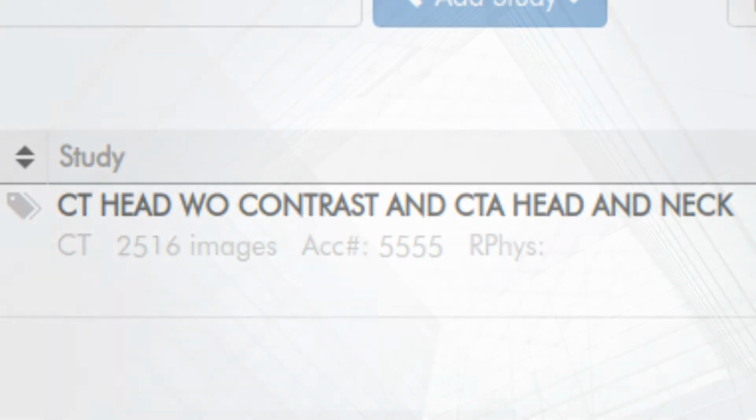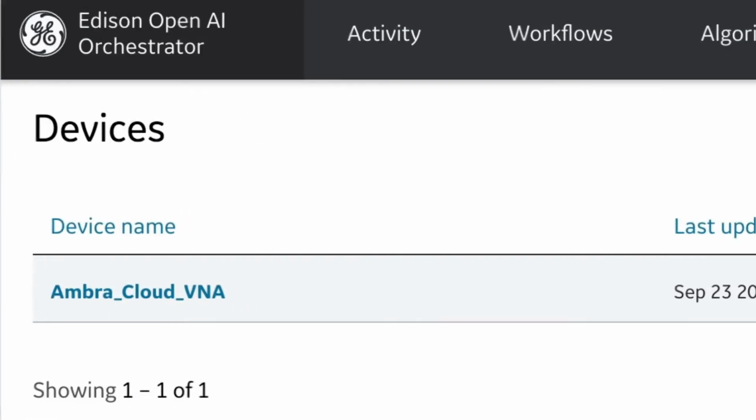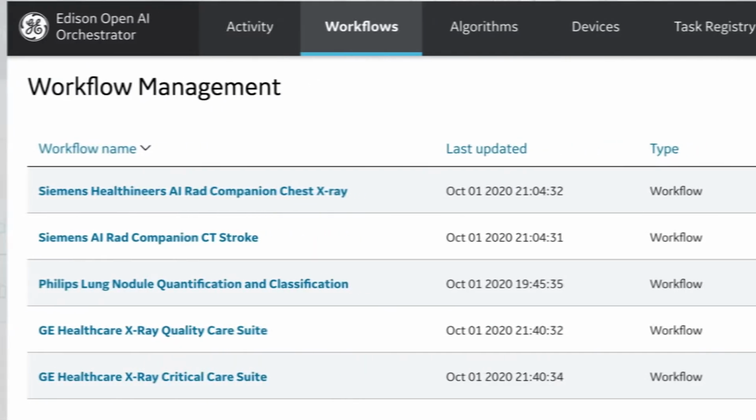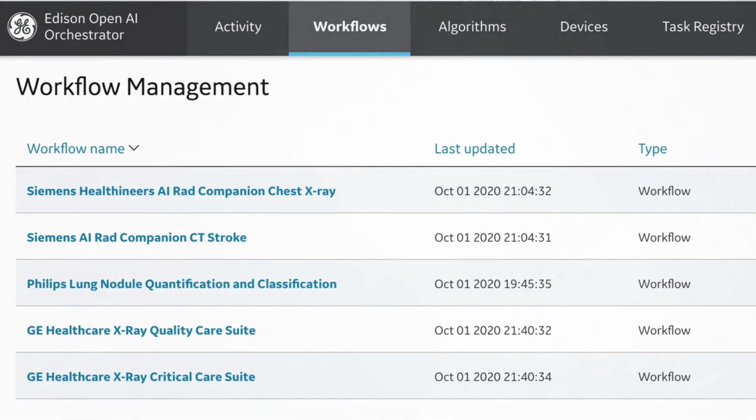Ombra PACS auto-forwards the study to the GE Edison OpenAI Orchestrator to let the system know there is a new study available for AI. The Edison OpenAI Orchestrator, in turn, directs the CT head without contrast and CTA series to the Siemens Healthineers AI-RAD Companion system. Note that sometimes multiple algorithms can be run on a single exam. For example, the CTA could be sent to a stroke AI algorithm as well as an incidental lung nodule algorithm.